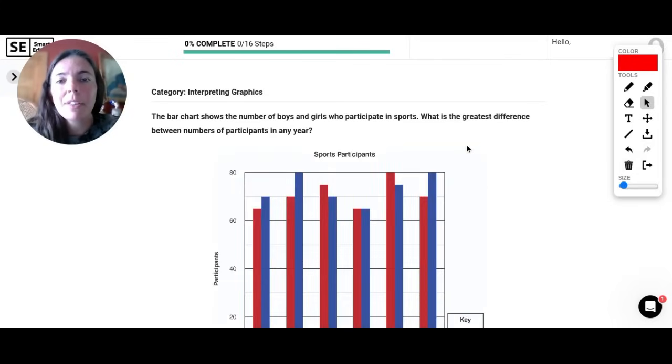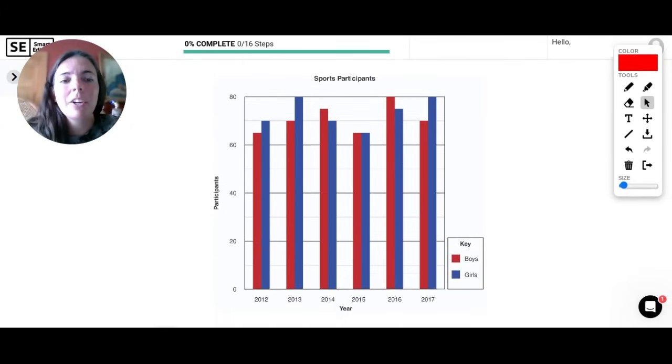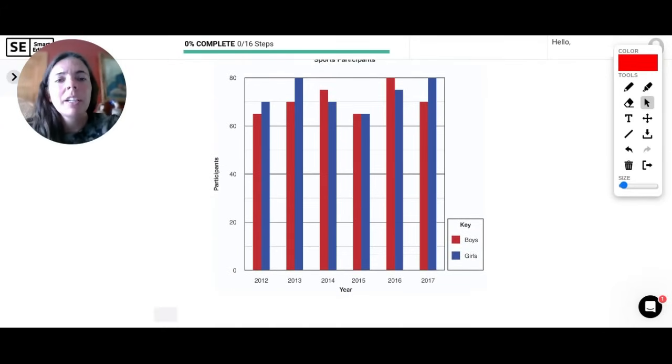All right. The bar chart shows the number of boys and girls who participate in sports. What is the greatest difference between numbers of participants in any year? So we're going to look here, and we have a free response. We're going to enter our answer here. We're going to look for what seems like the largest gap.